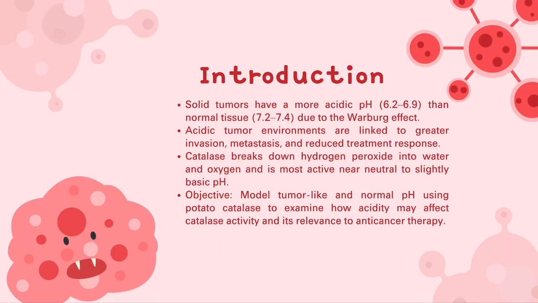The pH level in solid tumors is reported to be more acidic than normal tissue, with values of 6.2 through 6.9 compared to 7.2 through 7.4 in normal tissue, which is attributed to enhanced glycolysis and lactic acid secretion, a condition referred to as the Warburg effect. The acid pH level surrounding tumors has been linked with increased invasion and metastasis as well as lower treatment response.